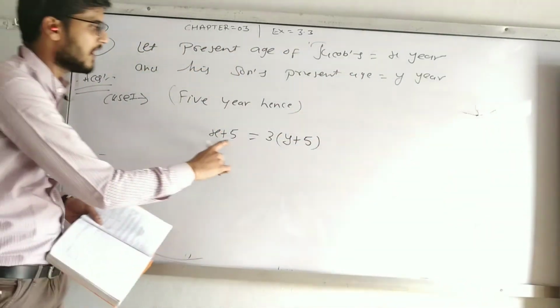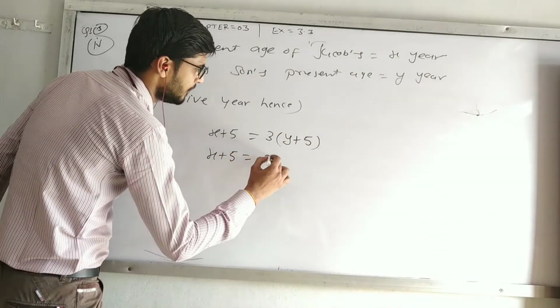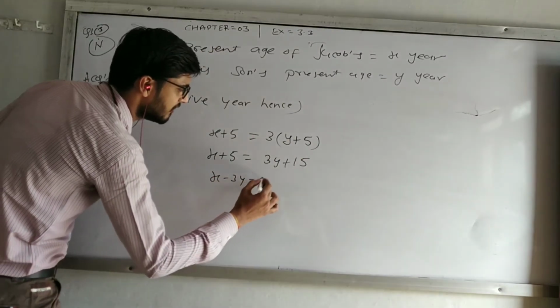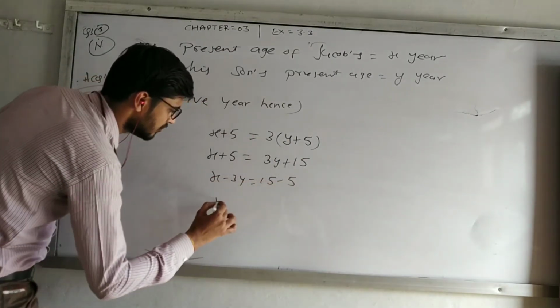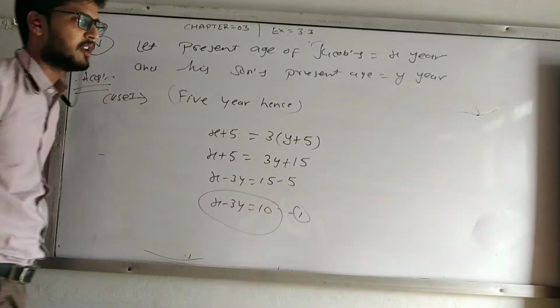So this is our equation first: x plus 5 equals 3 times (y plus 5). So we solve this. X plus 5 equals 3y plus 15. It means x minus 3y equals 15 minus 5. So x minus 3y equals 10. This is our equation first.